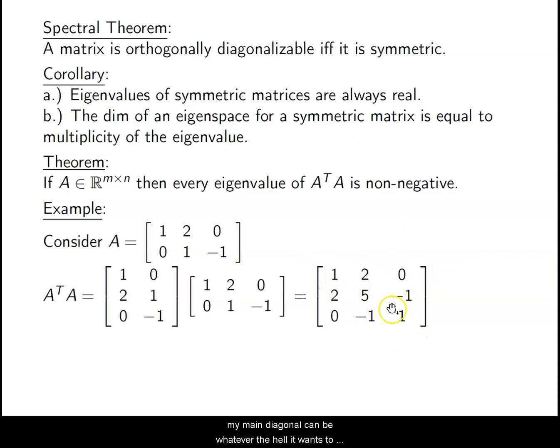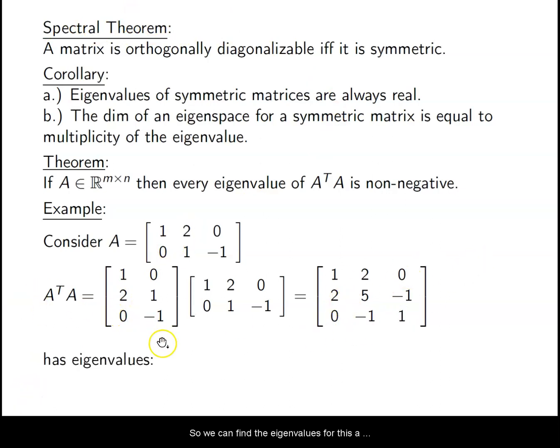My main diagonal can be whatever it wants to be, but the values opposite the main diagonal are symmetric. So if I were to take the transpose of this, I would get the exact same thing out, which now means that I can come back and apply the spectral theorem to this result, which is basically what we're going to do. So we can find the eigenvalues for this A transpose A by doing what we normally do, right? We can put this into its determinant form, subtracting the main diagonal from lambda and changing the sign everywhere else.